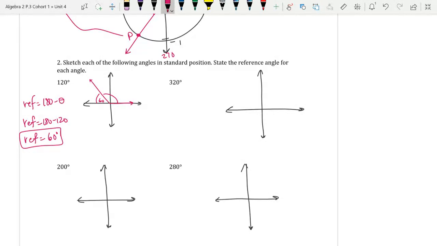320 is going to terminate somewhere in quadrant 4, so we draw my initial ray, go all the way around and terminate somewhere in quadrant 4. Again, the reference angle is how many degrees does it take to get back to the x-axis. So the rule for the reference angle here is 360 minus theta. So the reference angle is 360 minus 320. So the reference angle here is just 40 degrees. That would be this little angle here.